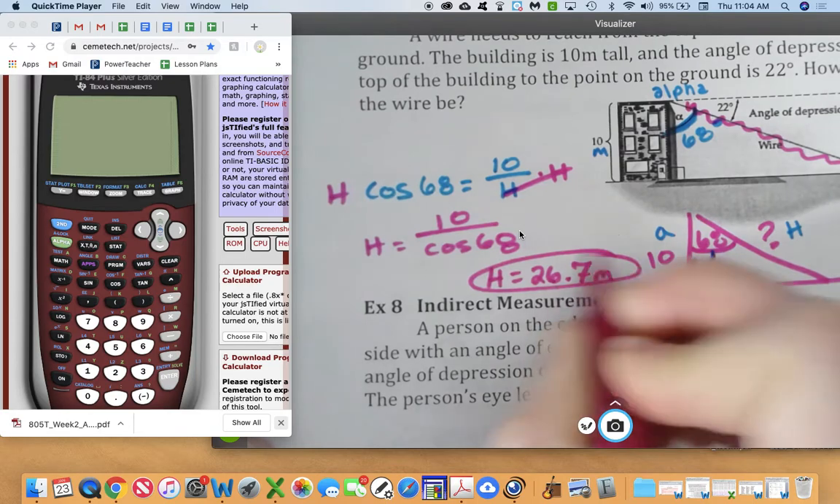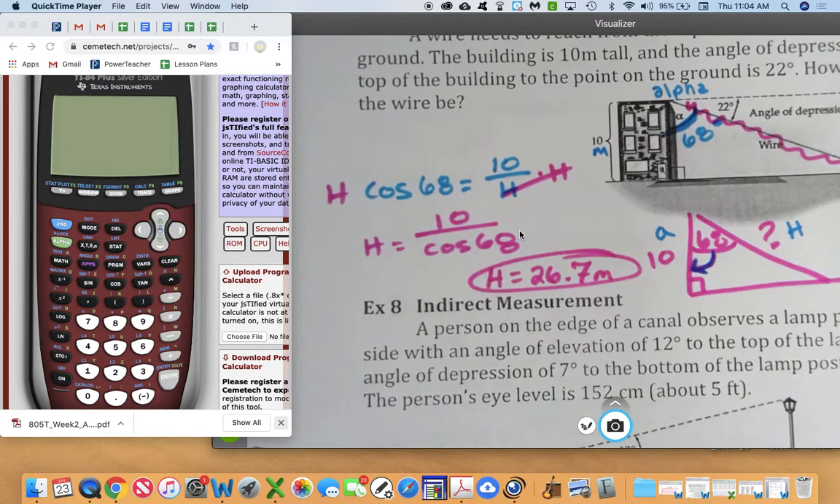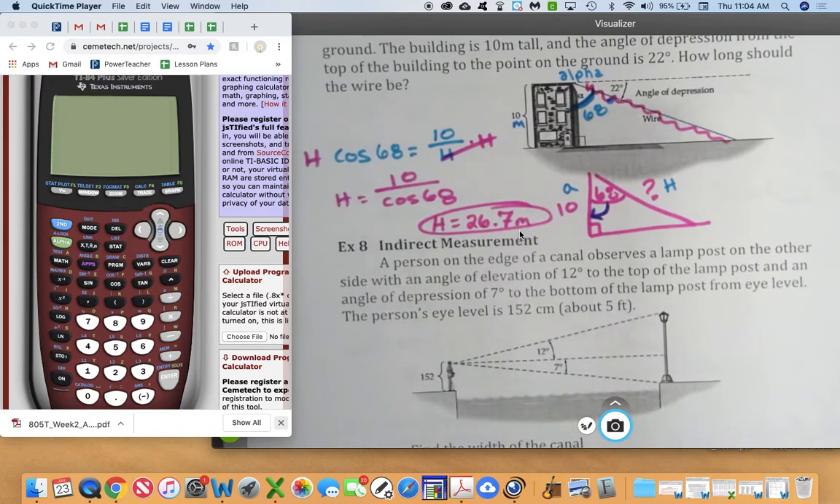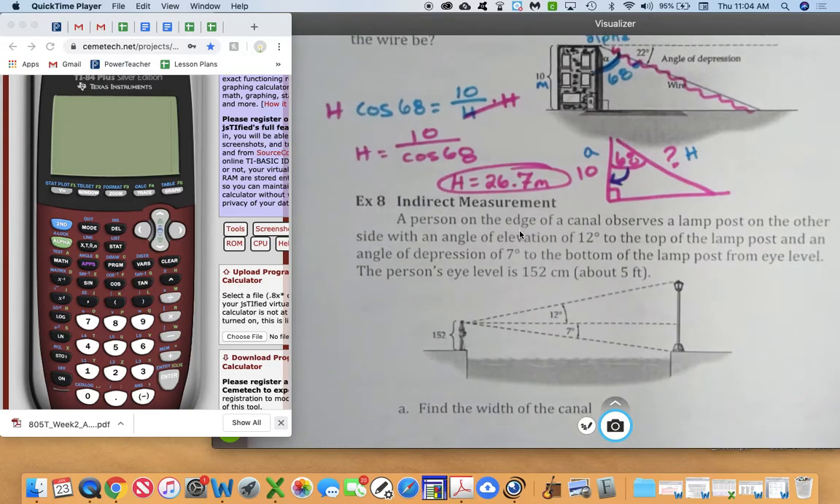26.7 meters. There it is. Good, good? Yeah. Great. That was great. Is this one different? Okay, on to 8-2. On to the second 8. No, 8-2. This is a good one.